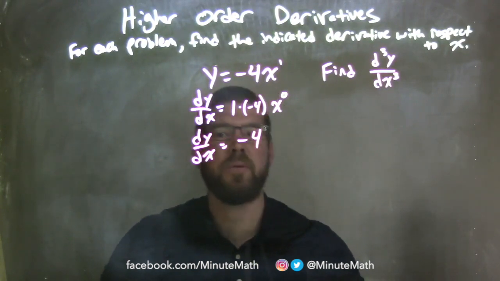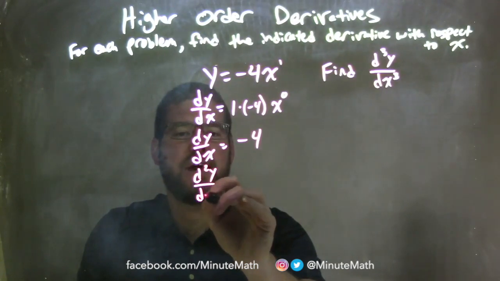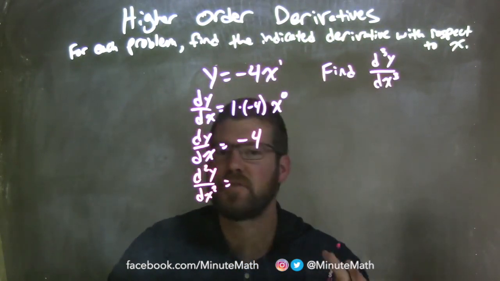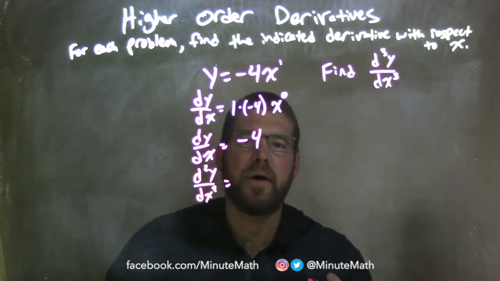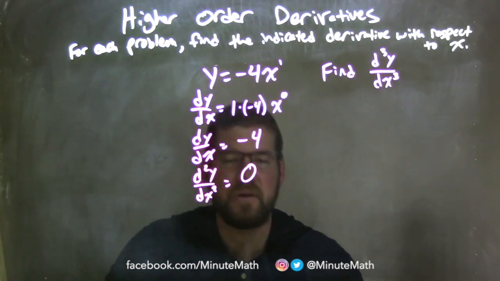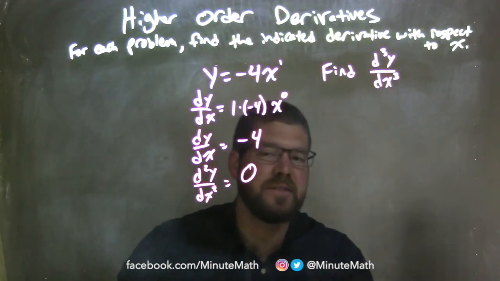Second derivative now, d squared y over dx squared. Well, negative 4 is just a constant. It's just a constant there. And so the derivative of a constant is just 0. So now, for the second derivative, we have a derivative that is equal to 0.